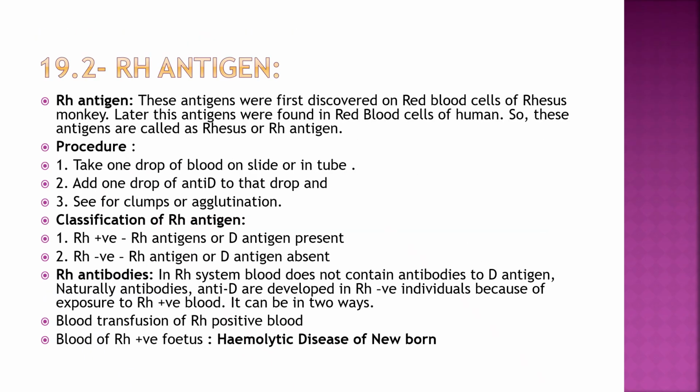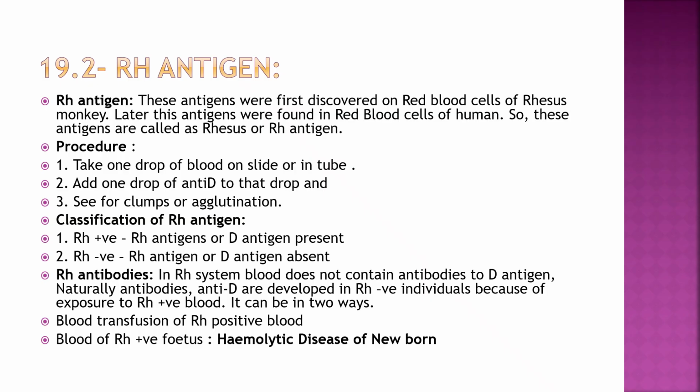Now a little bit about the Rh antigen. The Rh antigen was discovered in the rhesus monkey. When 1 drop of blood is taken, 1 drop of anti-D from the kit is added and we look for clumps. If you see clumps, it is Rh positive. If you see no clumps, it is Rh negative. And natural Rh antibodies are not present.